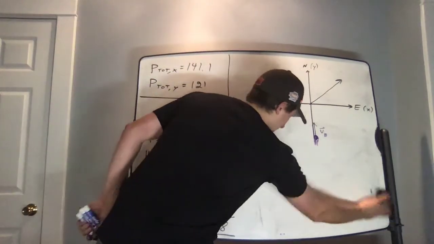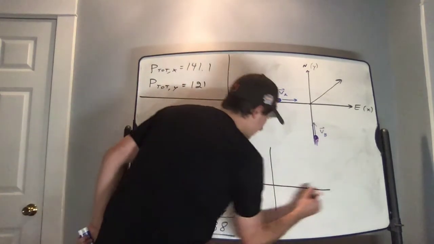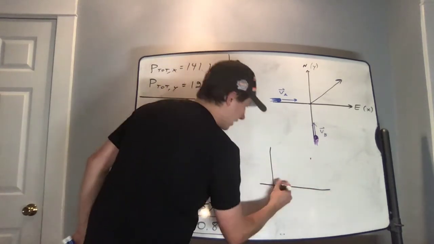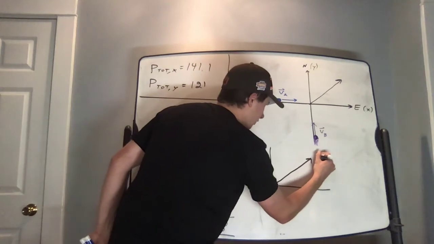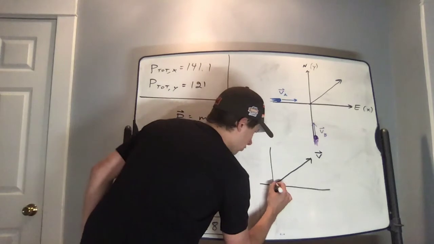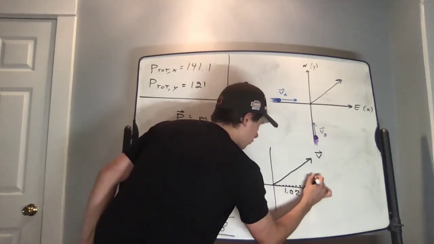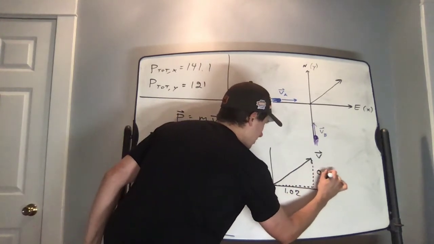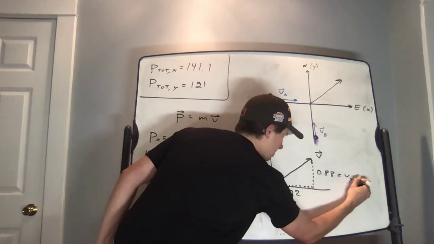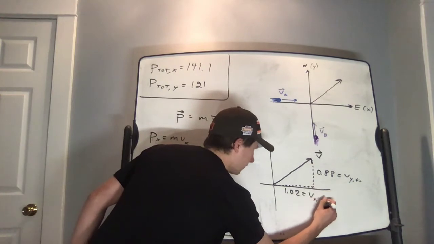So what I found here is if I were to draw their final velocity after they collide, here is their final velocity, 1.02 in the horizontal, 0.88 in the vertical. Their final velocity is going to look something like this, where the horizontal component of this vector is 1.02, the vertical component of this vector is 0.88. This is my Vy final. This is my Vx final.